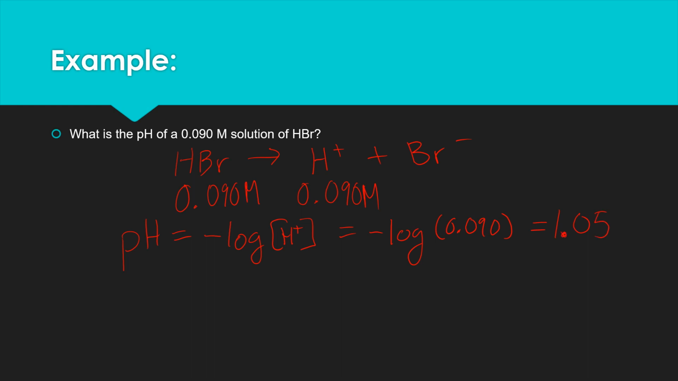So try that in your calculator, make sure you're getting the same answer. So we can see that we have a small concentration of HBr, so we're going to have a little bit higher pH, not super high, but 1.05. So that's how we can approach finding the pH of a strong acid.